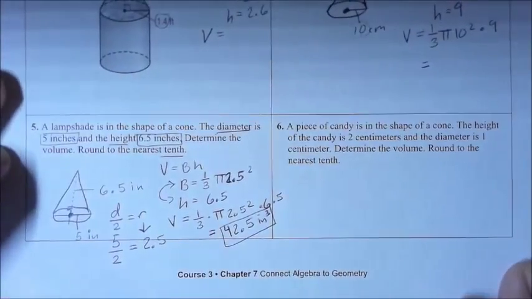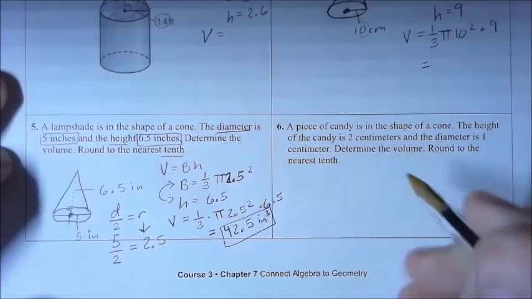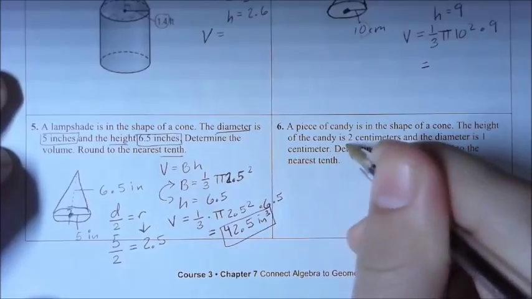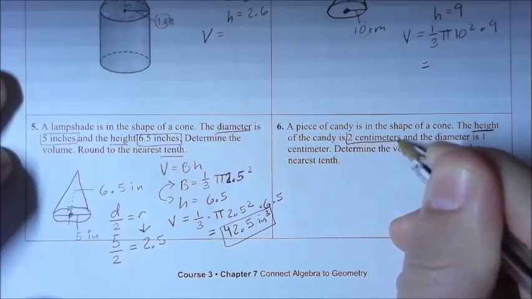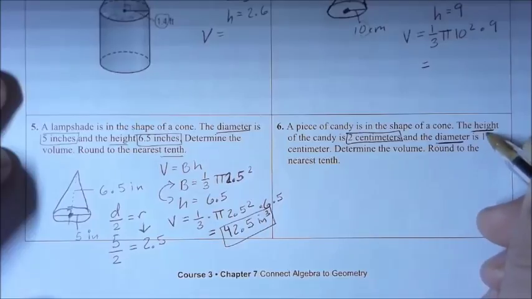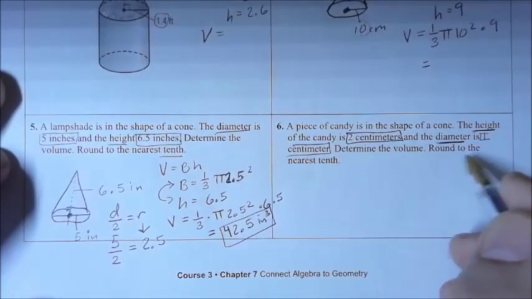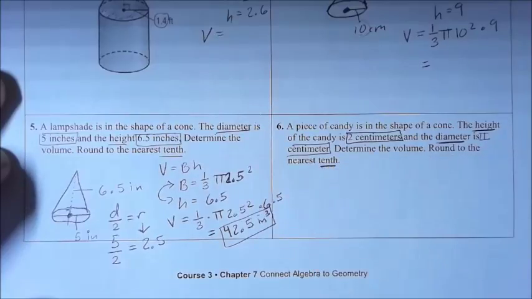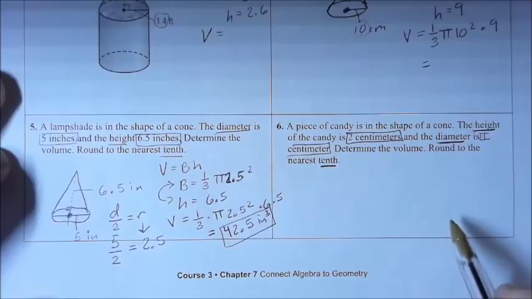Number 6, it says a piece of candy is in the shape of a cone. The height of the candy is 2 centimeters. So the height is 2 centimeters. And the diameter is 1 centimeter. Determine the volume and round to the nearest tenth. Alright, so this one you'll need to draw the shape and then do your formula. And try this one completely on your own.